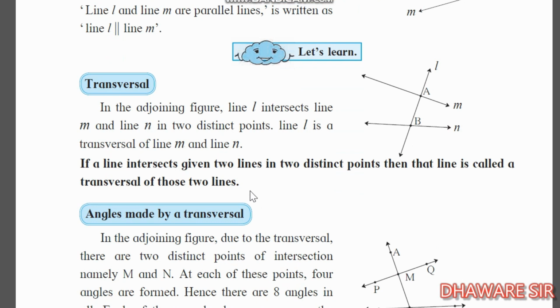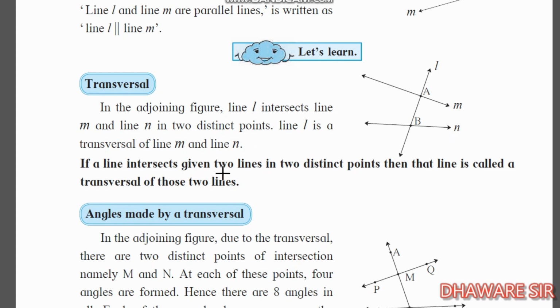Let us learn what we are going to learn. Let us see here. In the adjoining figure, line L intersects line M and line N in two distinct points. It means here are two lines, line M and line N. The line L is intersecting line M and line N in two different points, point A and point B. These are the two different points intersecting lines M and N.